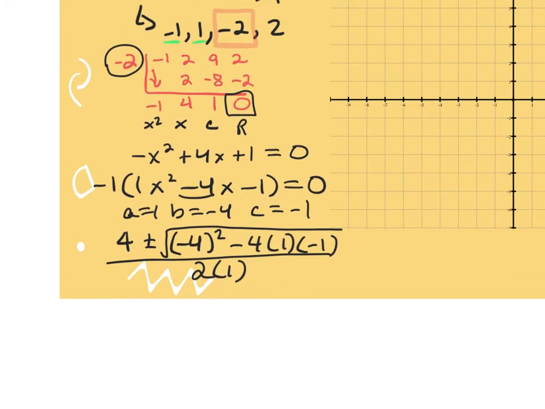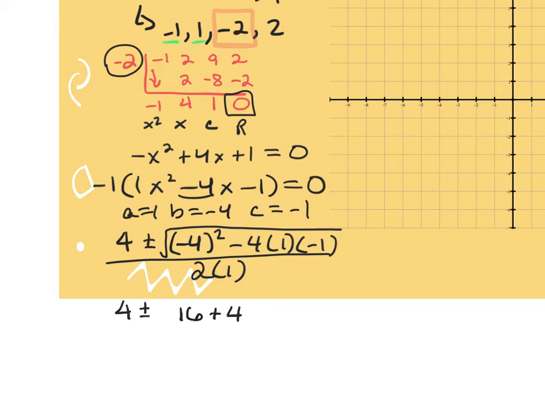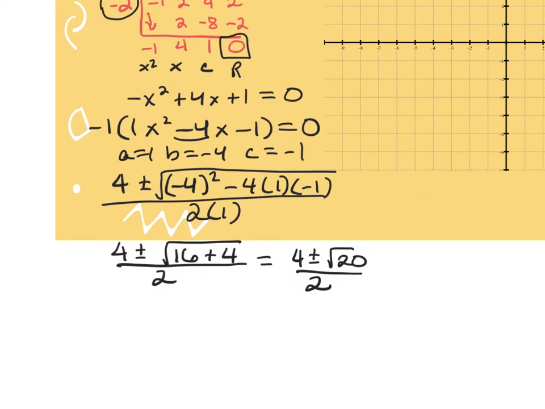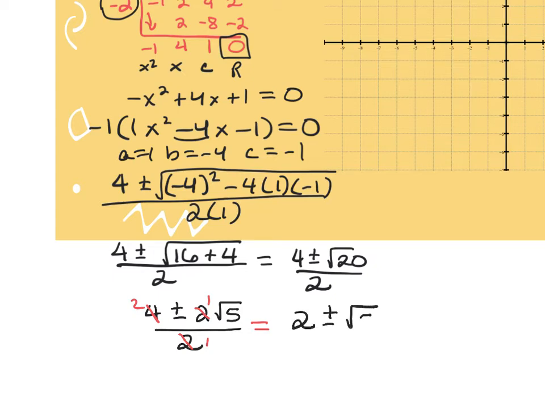Going to simplify what's under the square root. So 4 plus or minus the square root of 16 plus 4. Going to add what's under the square root, I get the square root of 20. I now have to break down the square root of 20. It will simplify into 4 times 5, and then when I break it down, it becomes 2 square root 5. I now need to simplify. I can divide all these by 2. So my simplified answer is 2 plus or minus the square root of 5.